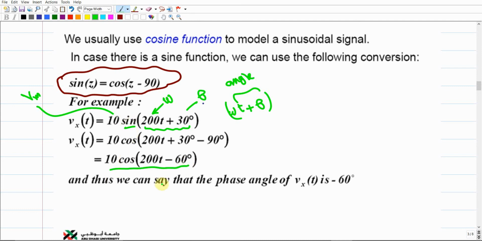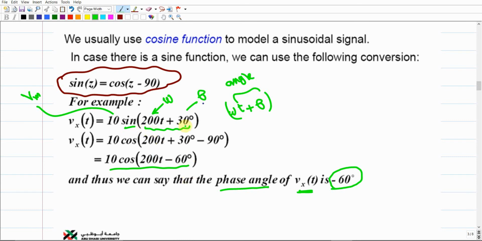This is the sine. Now I'm going to work with the cosine, and this is what we're going to use in the approach that we are going to discuss through the chapter. Make sense? Here the phase angle of this voltage is going to be considered as negative 60. And this is what we're going to depend on.